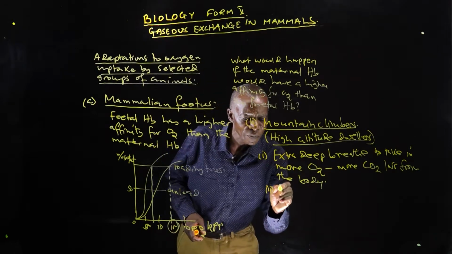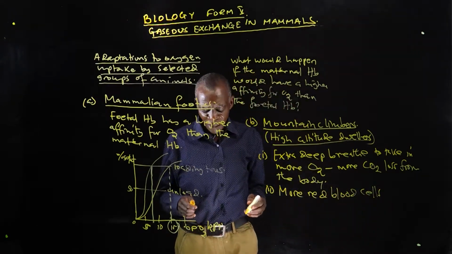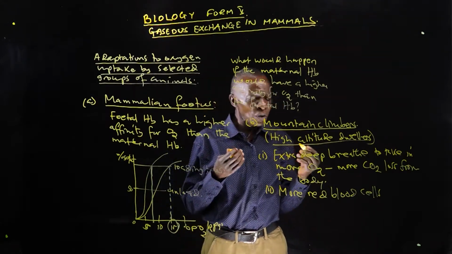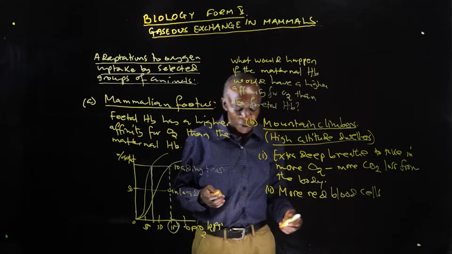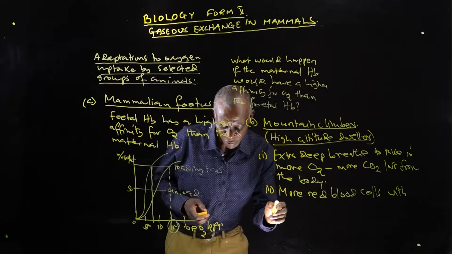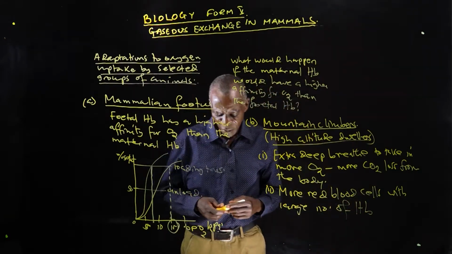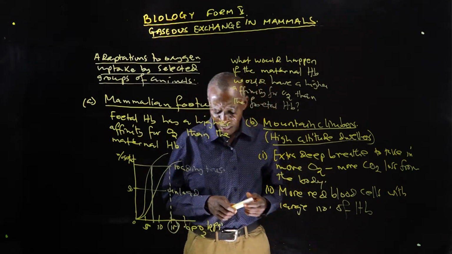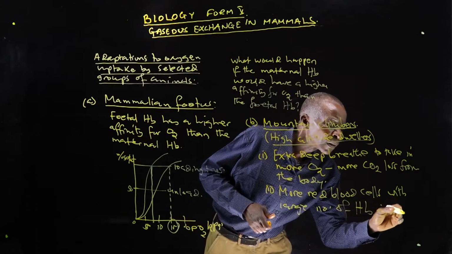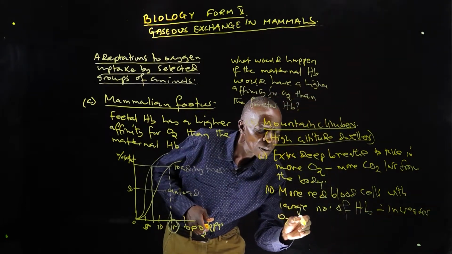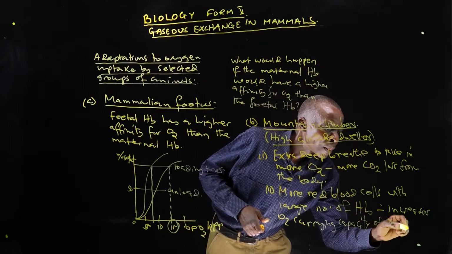But secondly, production of more red blood cells. They produce more red blood cells, and of course, the greater the number of red blood cells, the greater the number of hemoglobin molecules, and this is to increase the oxygen carrying capacity of the blood.